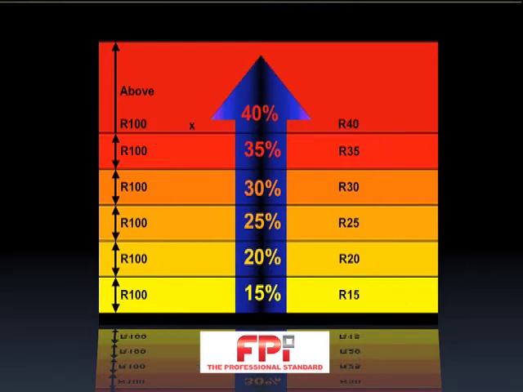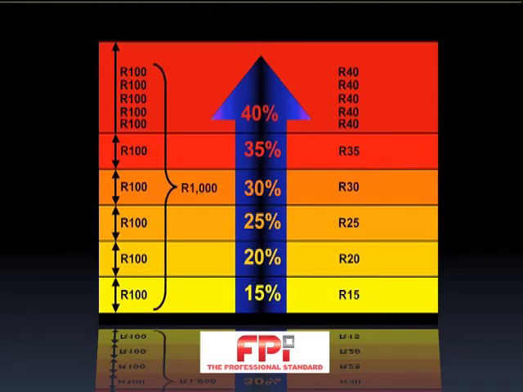If Bob earns an additional 100 Rand, it would fall into the 40% tax bracket, and he would pay 40 Rand tax on that 100 Rand. Any additional income above that would also be taxed at 40%. So if he earned a total of 1,000 Rand in a year, the last 100 Rand would be taxed at 40%, while the first 100 Rand would be taxed at 15%.